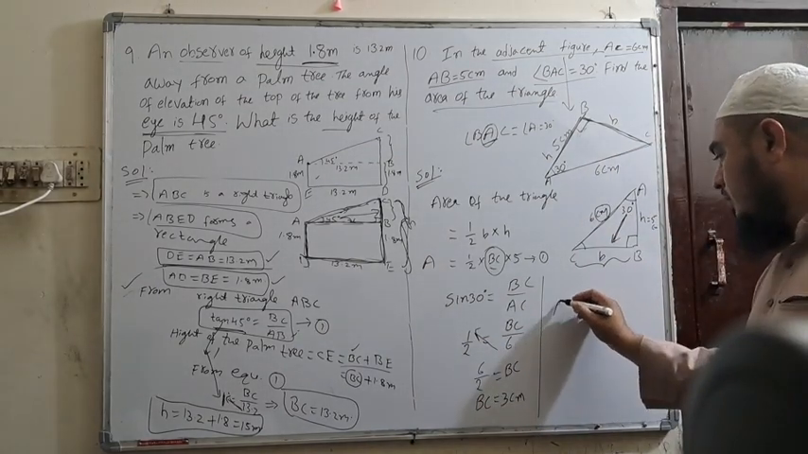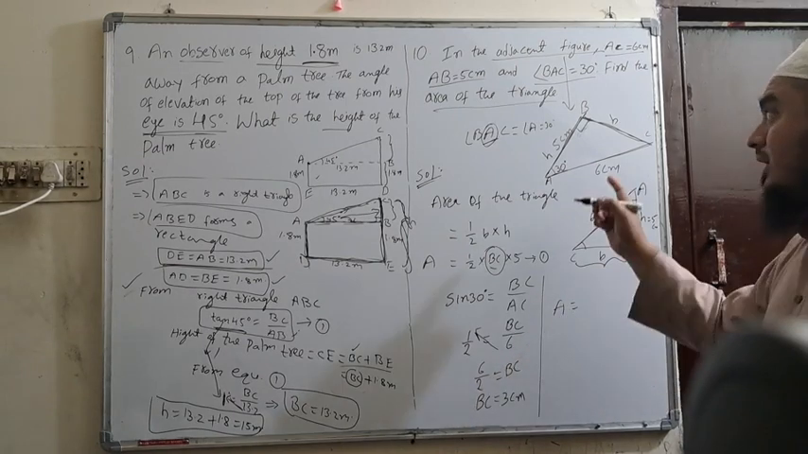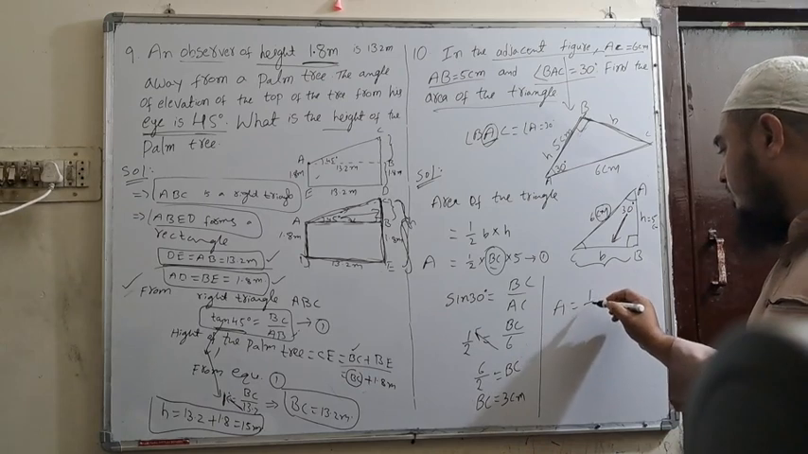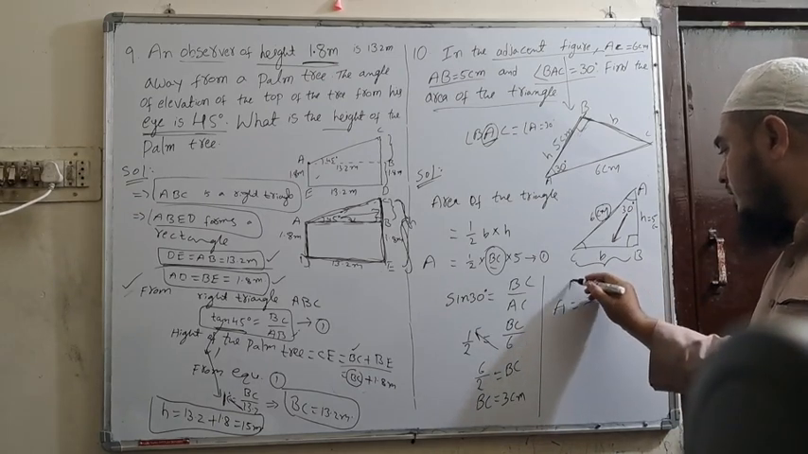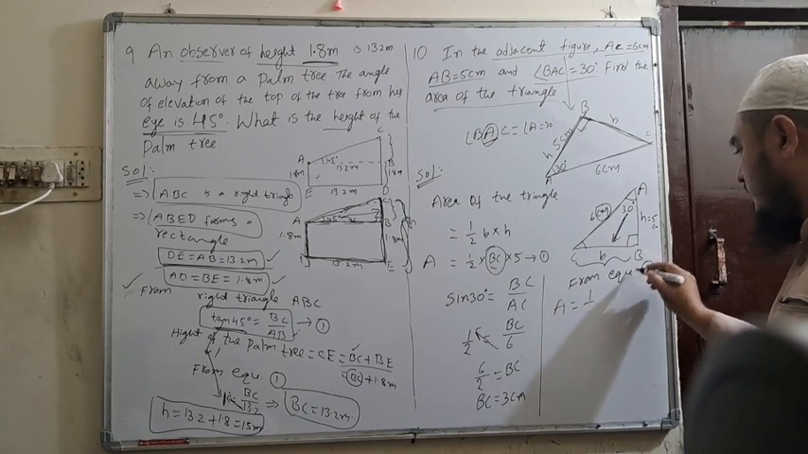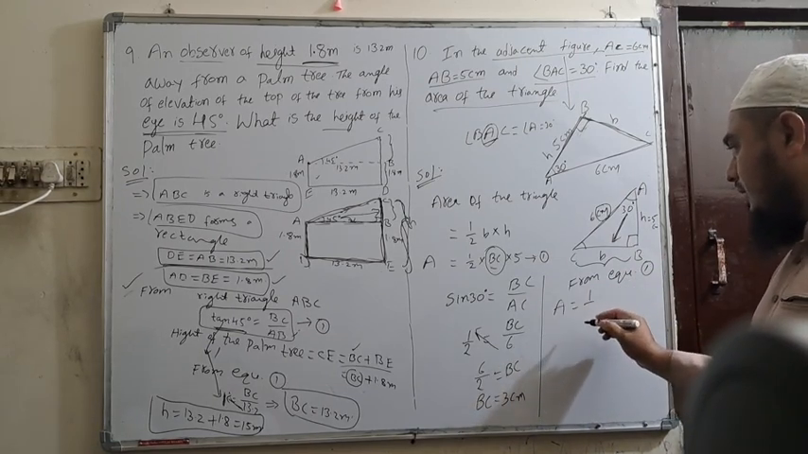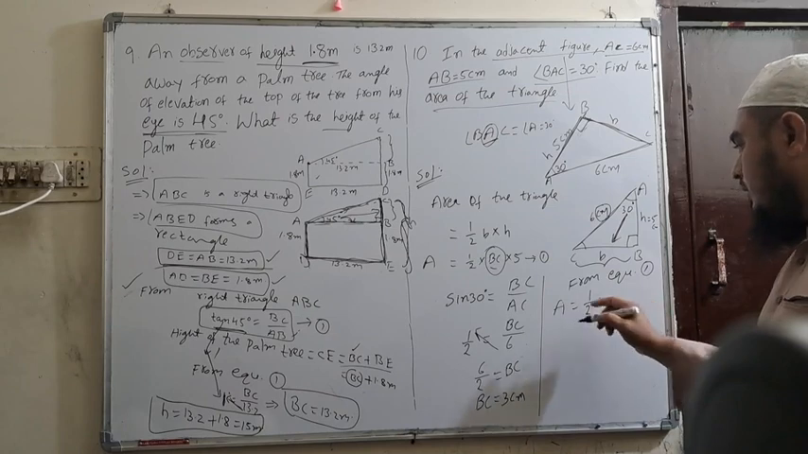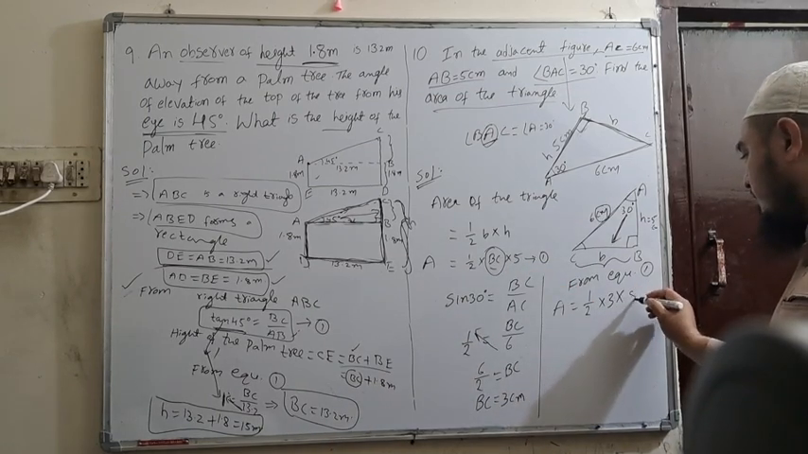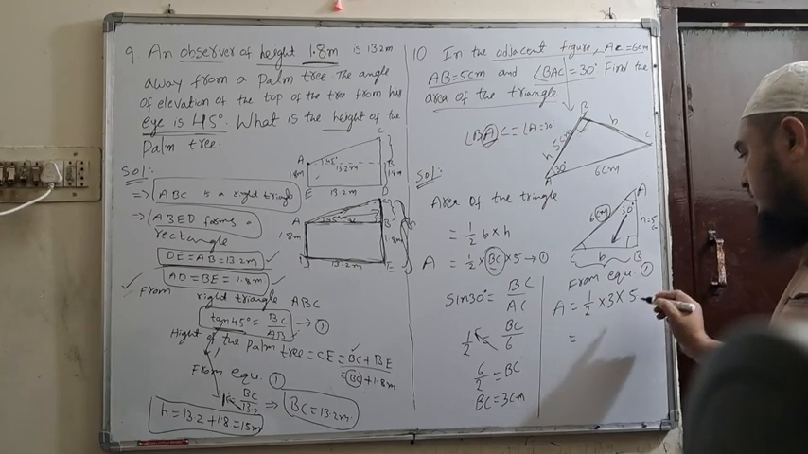Now finally what they have asked in the problem is the area of the triangle. So from equation 1 you can write, area of the triangle capital A is equal to 1 by 2 into BC, that BC is given as 3, into 5. Okay, so now 3 into 5.